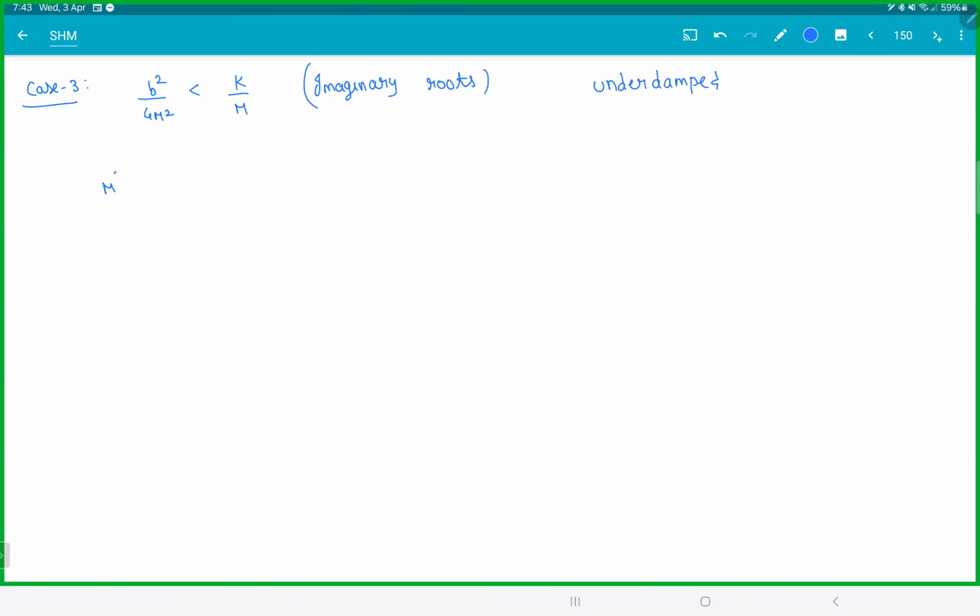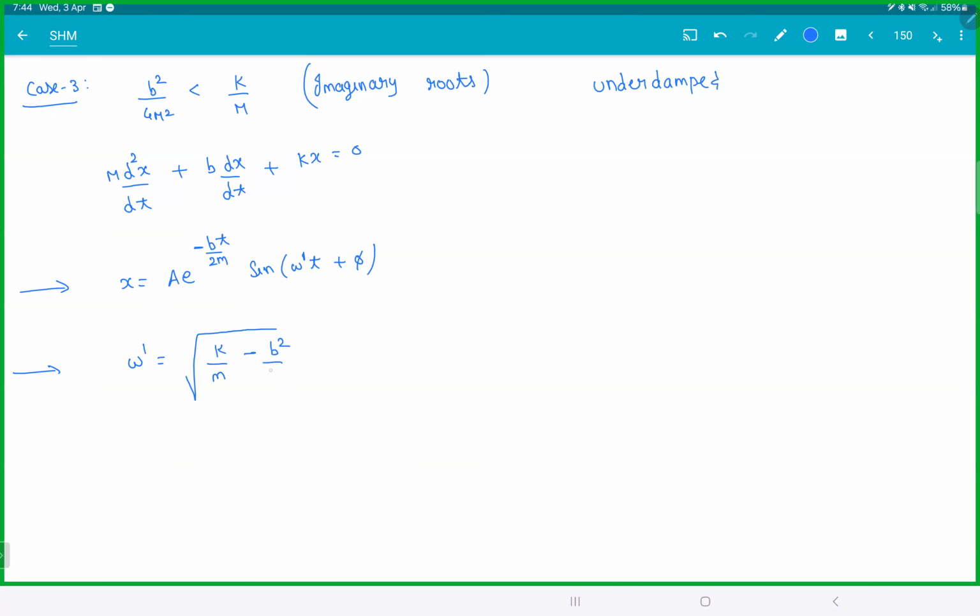Again, we'll not go too much into this math part. You know how to get roots of a complex number, which you will learn in complex numbers. So for this differential equation, when it is underdamped, these are the roots. x is equal to A e power minus bt by 2m into sin(omega dash t plus phi). This is not an exponential function. It's actually a sine function whose amplitude is an exponential. And this omega dash is given by root over k by m minus b square by 4m square.